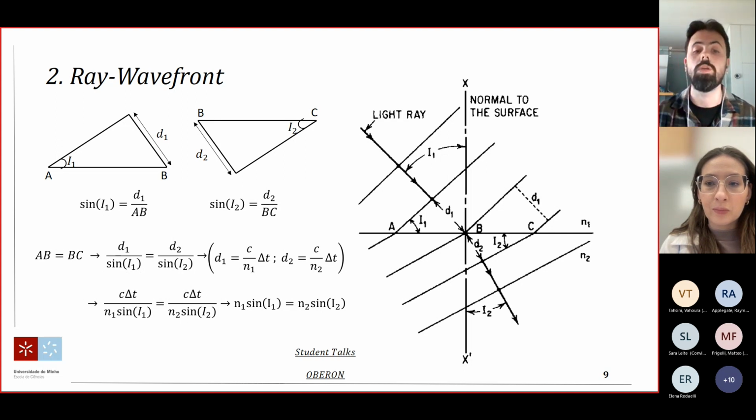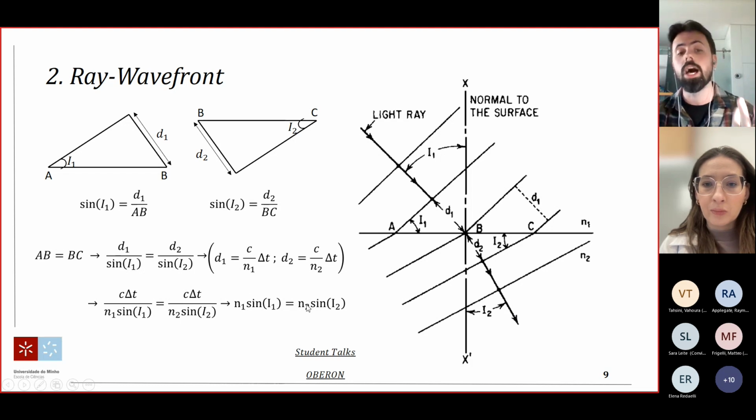So now you are going to be able to calculate how this angle is going to be. This is going to be the angle of refraction. So you are going to have an incident ray and a refracted one. So if you know the value of the indexes of refraction and the angle with which you are hitting this surface, you are going to be able to calculate this angle of refraction.